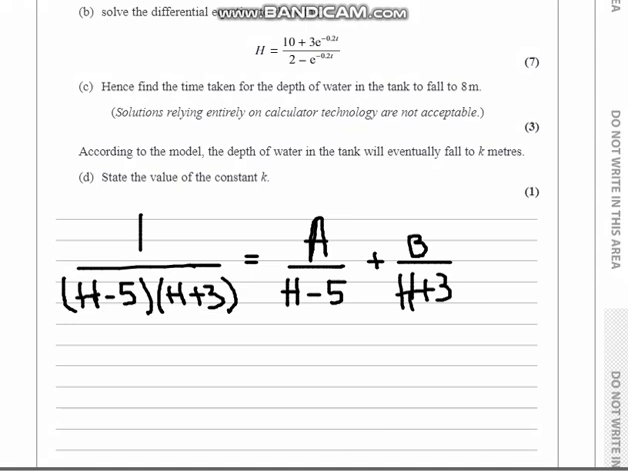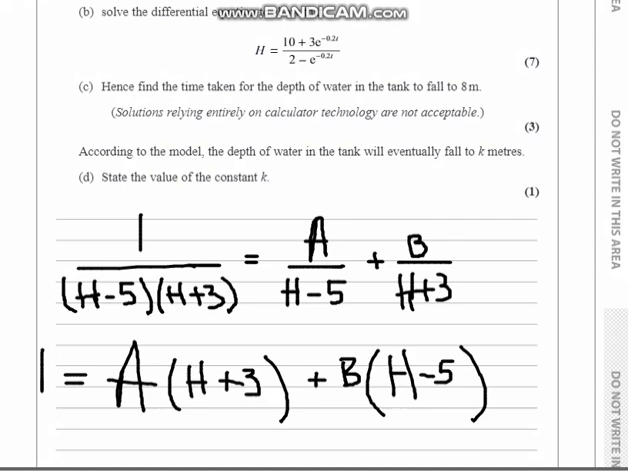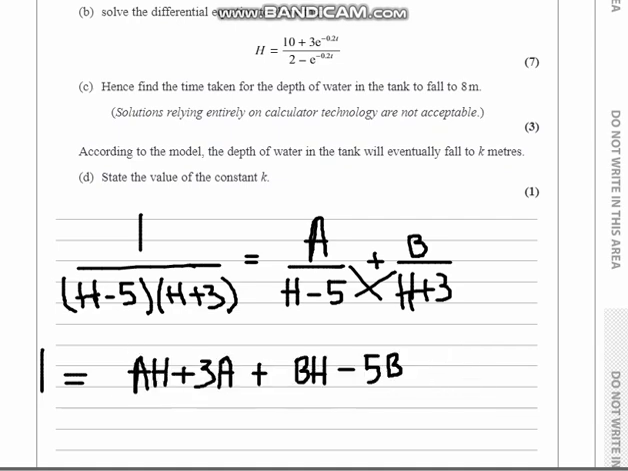So what we'll do is multiply both sides by (h minus 5)(h plus 3), and we find that, there you go. That's how we obtain it, or you can usually do cross multiplication like that. Multiplying like that will be easy for you. Now I'll just expand the bracket. There you go: Ah plus 3A plus Bh minus 5B.